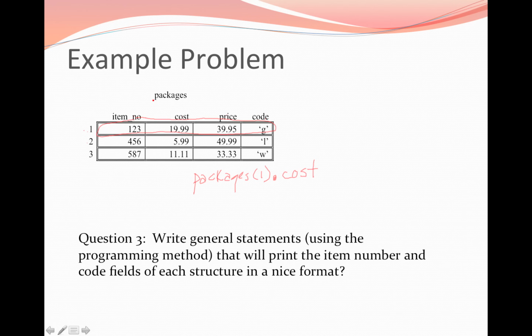So here's your third question. Write general statements using the programming method, hint: using a for loop, that will print the item number and the code fields for each of these structures in a nice sentence format.